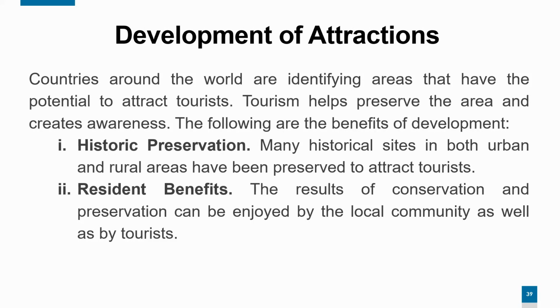The first one is historic preservation. Many historical sites in both urban and rural areas have been preserved to attract tourists. Examples are Intramuros or Walled City in the Philippines, Jamestown and Colonial Williamsburg in Virginia, USA, Mont Saint-Michel in France, and the Plymouth Plantation in Massachusetts, USA. This restoration and rejuvenation process is occurring throughout the world and serves as a major characteristic of an area intended to impress tourists.